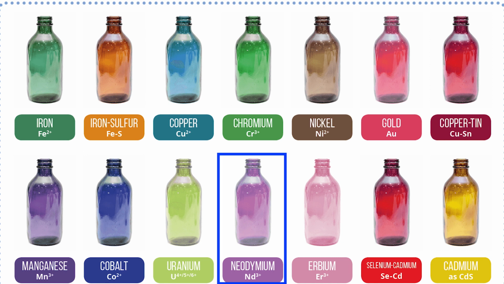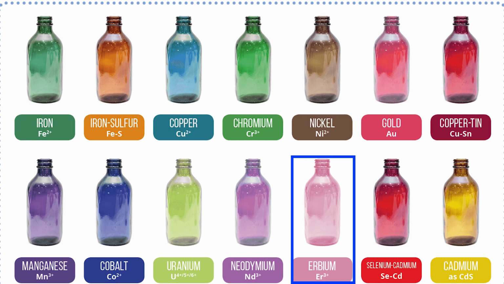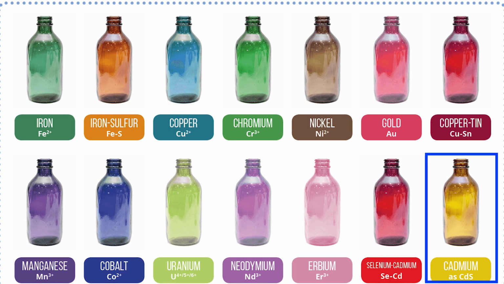Neodymium, Nd3+, is a light purple. And then erbium, I've never heard of that before, is a rose colour. And cadmium 5+ is yellow. So that's some cool types of glasses, and that is very interesting. I can't believe I went down a bit of a rabbit hole on how different glasses are made, and I found this and I thought it was very interesting.